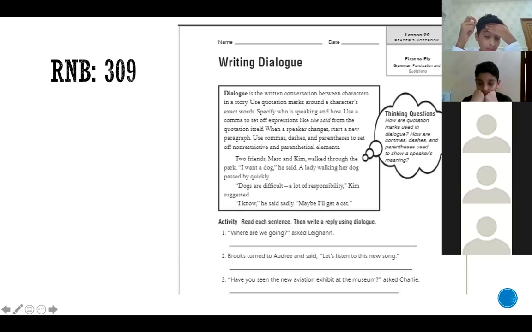Reply. The question says we need to reply using a dialogue. Using dialogue means that you have to reply in the speaker's voice. Now, where are we going? Ask.